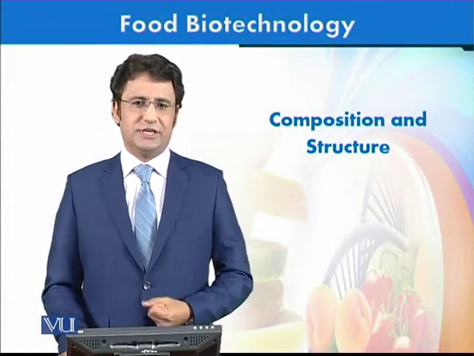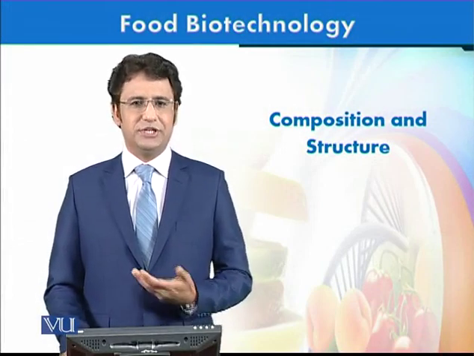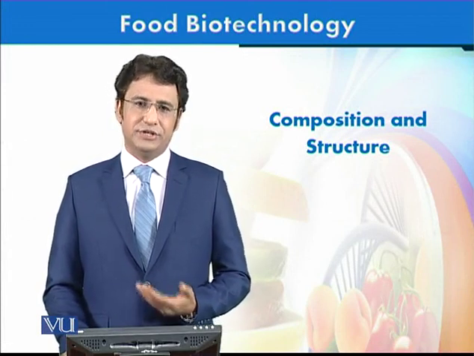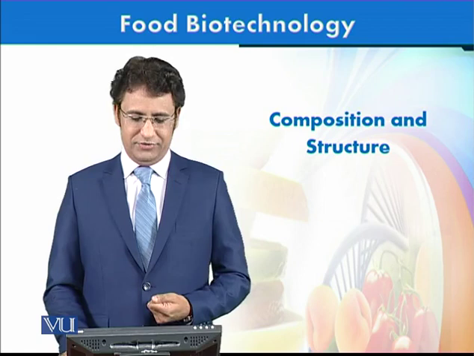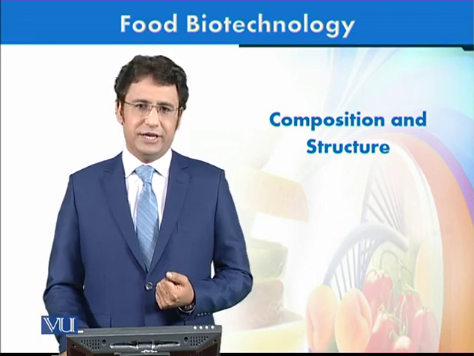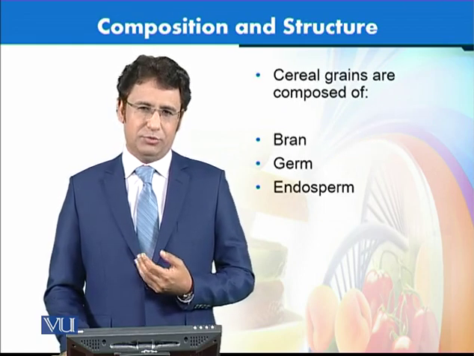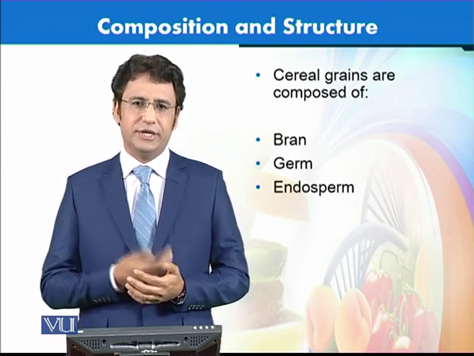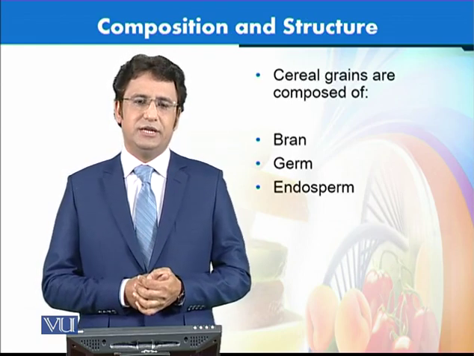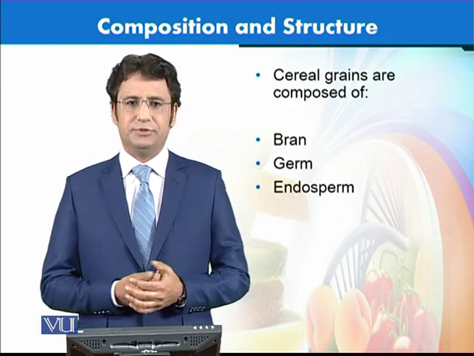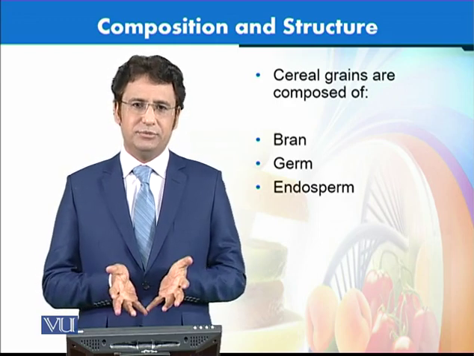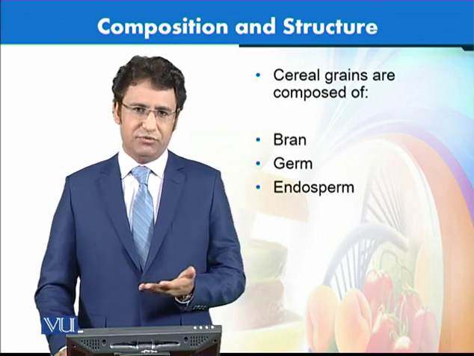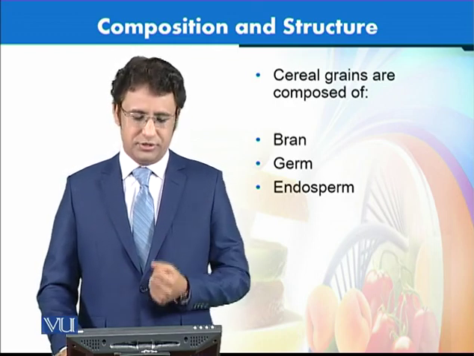Now we will discuss the composition and structure of cereal grains. As we already discussed, there are different cereal crops and they all have their cereal grains. If we talk about their composition, all these cereal grains have three parts: bran, germ, and endosperm. These are the structural elements of all the cereal grains, although their composition might vary depending upon the proportion of these components.